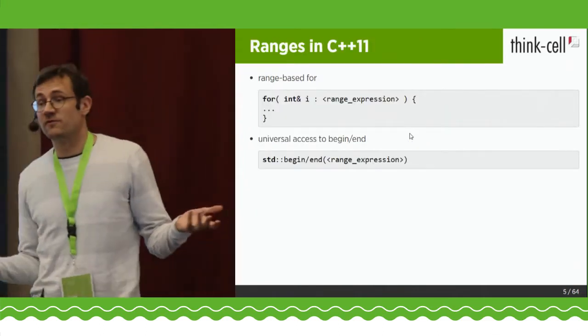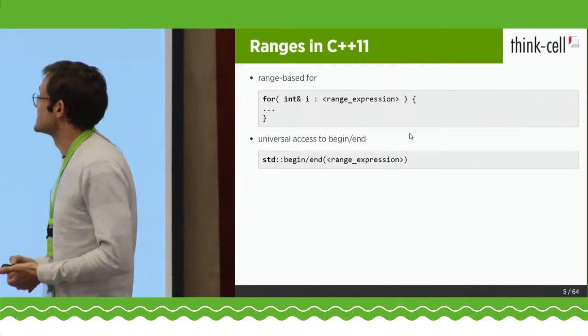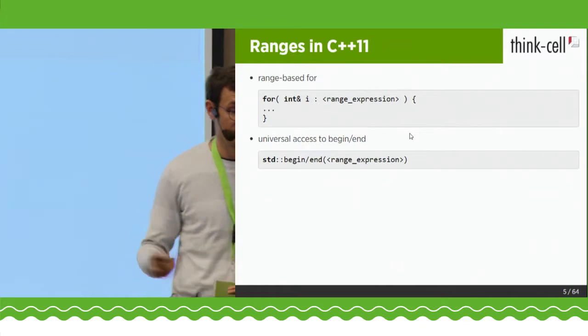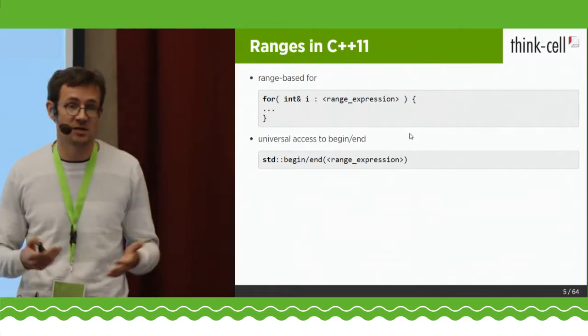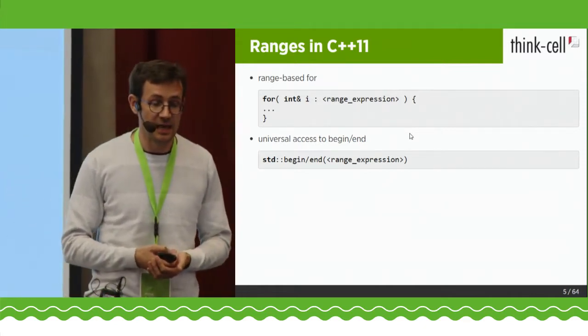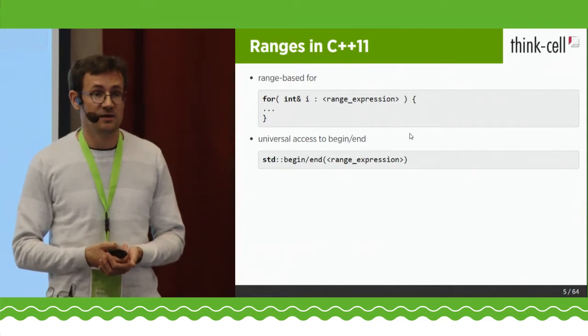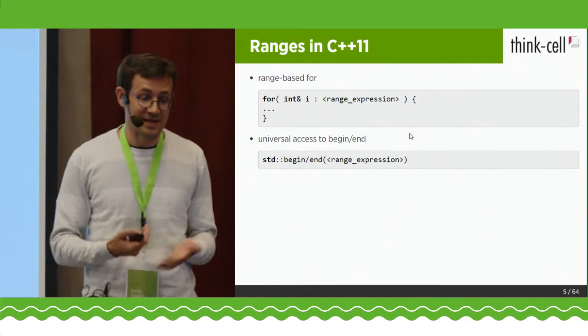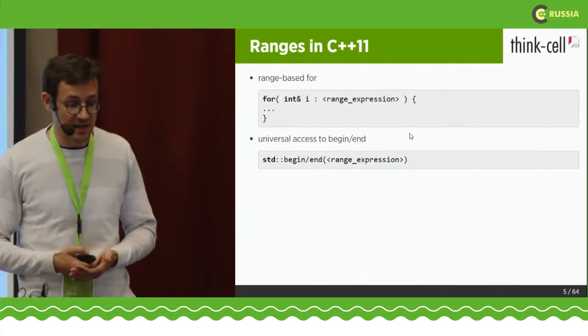What do we have right now in terms of ranges? Well, turns out not much. In the standard, we have, that was in C++11, not much has changed in C++17, the range-based for loop. And that essentially works on anything that has a begin and an end.